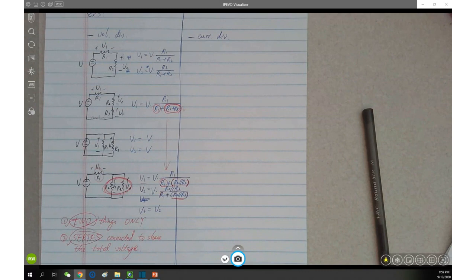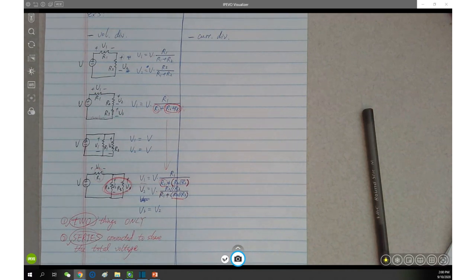Combine them together. Yes, of course. As Kevin said, V2 is also equal to V minus V1. Yes, that's correct. V2 equals V minus V1. That's absolutely correct.